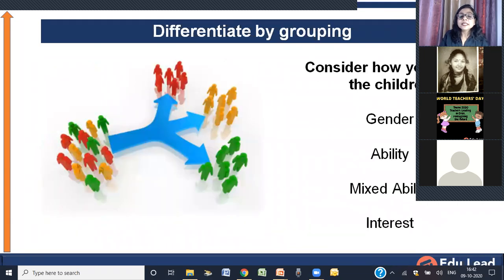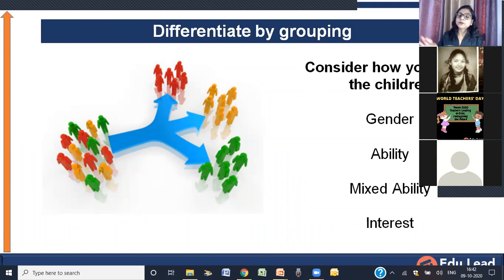Another is differentiating by grouping. Now, what are the various groups which can be created? One is gender grouping. So gender grouping could be that you can have groups of girls and groups of boys.